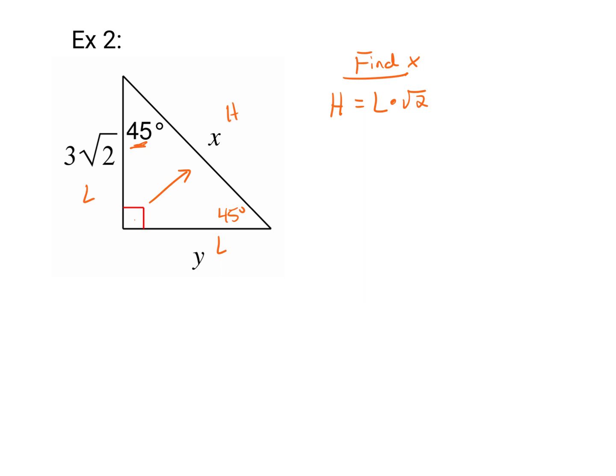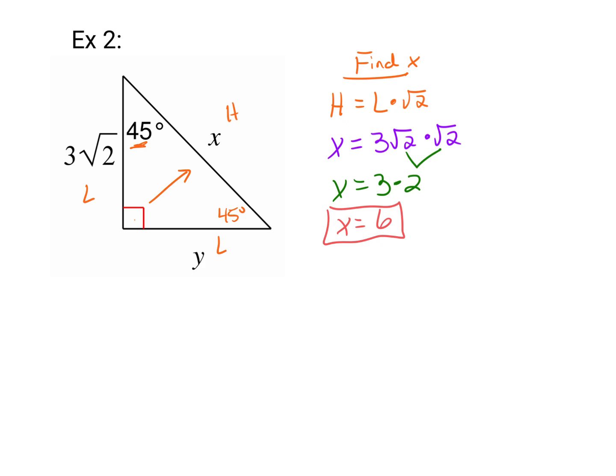Okay, let's plug it in. H is x. My leg, I want to use the leg that I know. So I know this one shows me y, but this one is 3 square root 2. Remember, the legs are the exact same, but use the one that we know the value for. So it's 3 square root 2 times the square root 2. And then I'm going to simplify this. So x is equal to 3. There's nothing to multiply that whole number 3 with. But these two, square root 2 times square root 2, just give me 2. So x is just equal to 6. A lot simpler than the first example. I did the harder one first to make the rest of them easier for you.